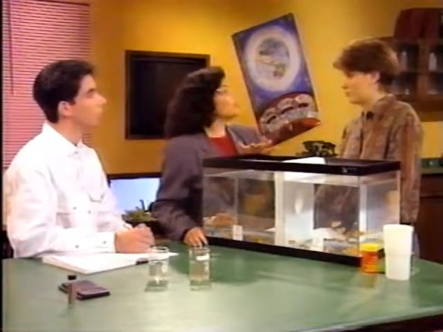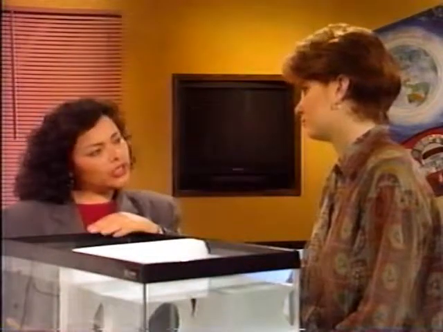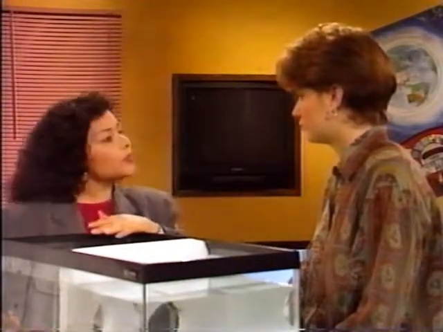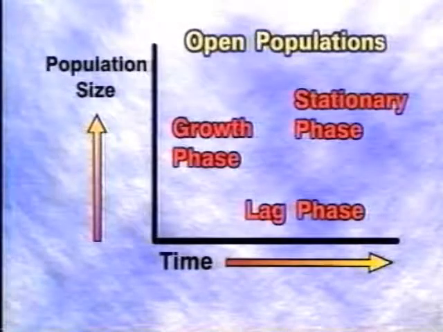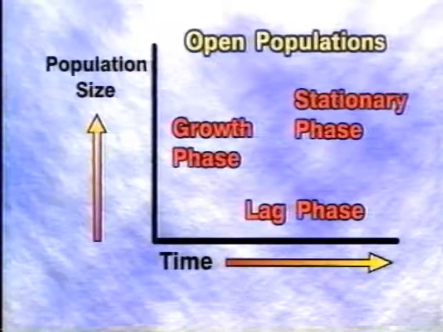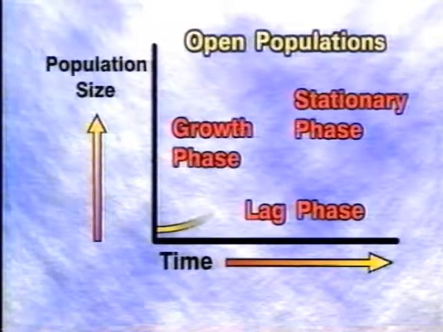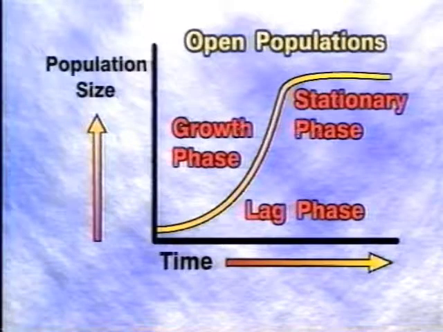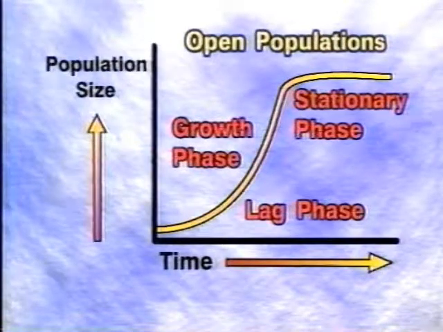Good job, Cam. Now, how about the growth curve for an open population? Does it show the same phases as the one for a closed population? No, it doesn't show the death phase. Could you explain the growth curve for an open population? Some open populations tend to exhibit what is called a sigmoidal growth curve. They show a lag phase and a growth phase, and then the numbers tend to stabilize. This results in an S-shaped curve.